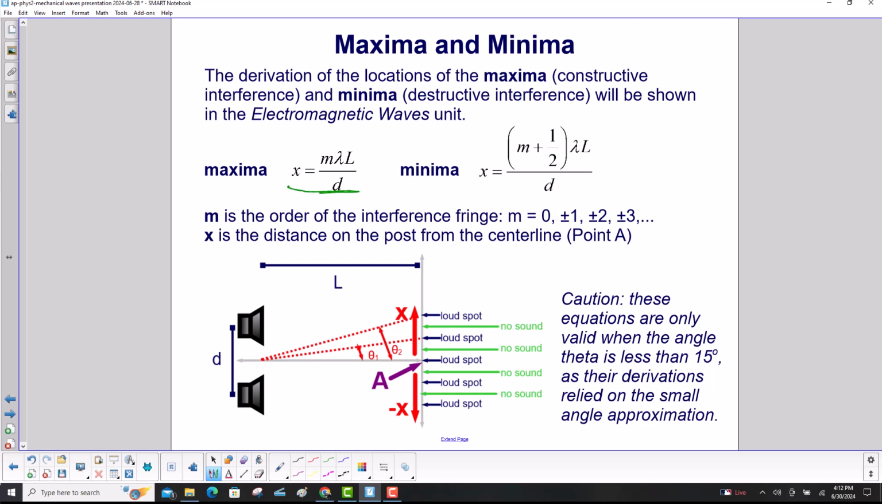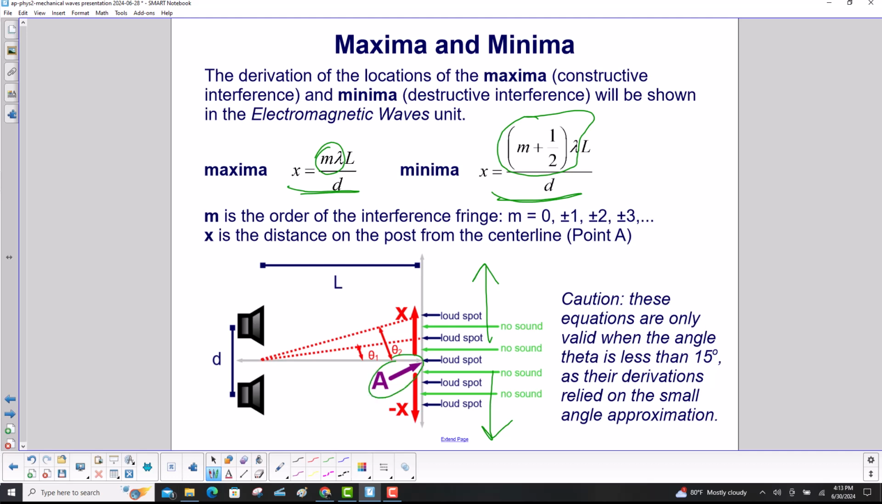Here's the maxima, here's the minima, and hopefully you can see here's our integral number of wavelengths, and this term here gets us the odd multiples of 1/2 lambda. M is the order of the interference fringe: 0, plus or minus 1, plus or minus 2, etc. Right, because you have fringes going up in that direction, and also it's symmetric with that direction. X is the distance on the post from the center line, point A.